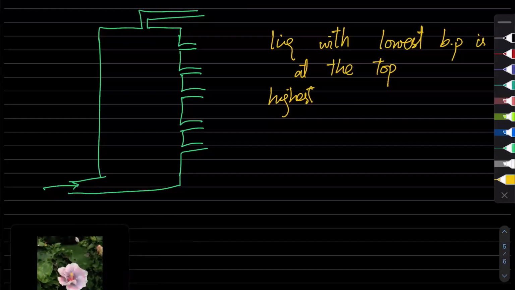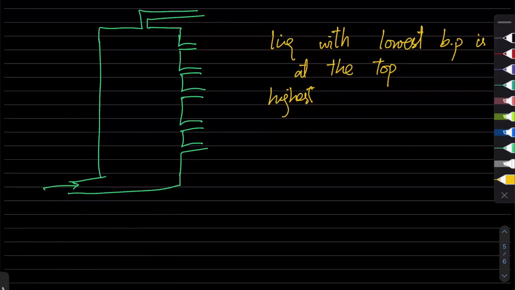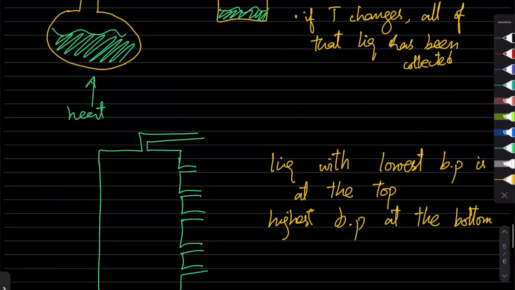All right, so as I was saying, the liquid with the lowest boiling point is collected at the top. So if the examiner asks you, where's the liquid with the lowest boiling point? That will be at the top, so somewhere over here. Where's the liquid with the highest boiling point? Highest boiling point at the bottom, so that will be over here. Okay, so the examiner can ask you these things. So just make sure you remember the lowest boiling point is at the top and the highest boiling point is at the bottom. All right, so that is the industrial setup for distillation.